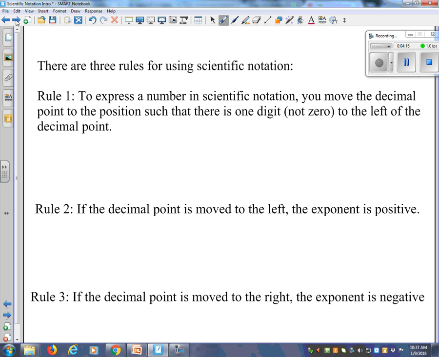And here they are here. 3 rules. To express a number in scientific notation, you move the decimal point to the position such that there is one digit, not 0, to the left of the decimal point. If the decimal point is moved to the left, the exponent is positive. And that is when the number is big. Big, big numbers, like the mass of the earth.